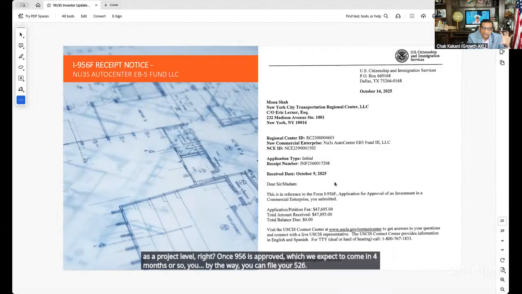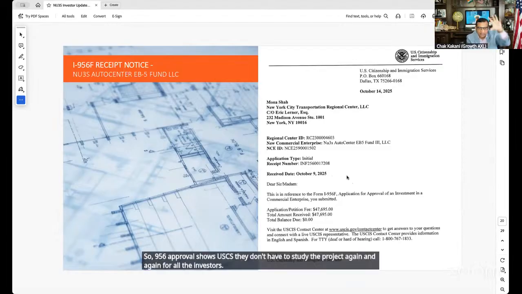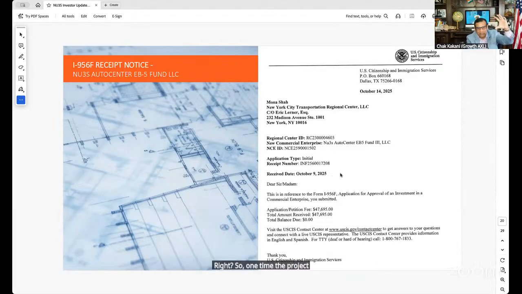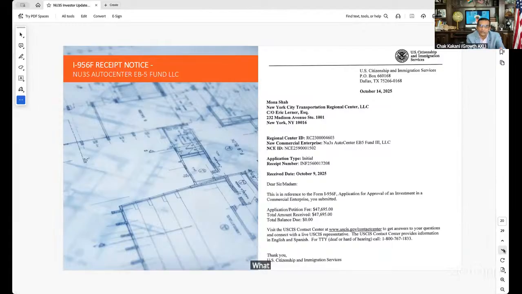So 956 approval shows USCIS they don't have to study the project again and again for all the investors, right? One time the project is studied and approved, okay, project looks good for EB-5 investment. Then what matters for your 526? What matters is your own source of funds, right? So it's your component that matters.